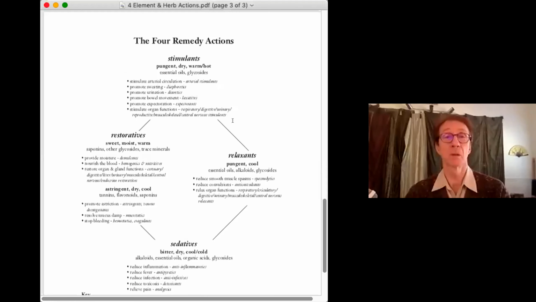that I think you'll find useful. Hang on. Okay, I'm trying to toggle share screen. Here we go. This is called the 4 remedy actions.